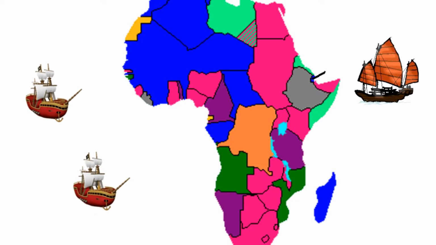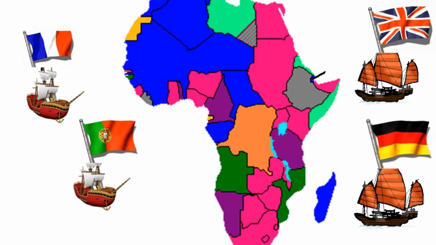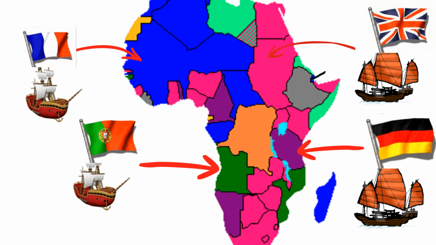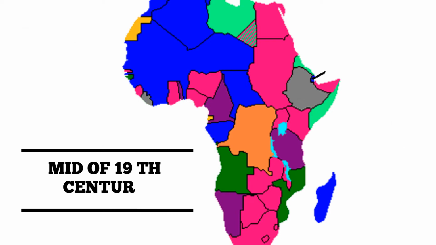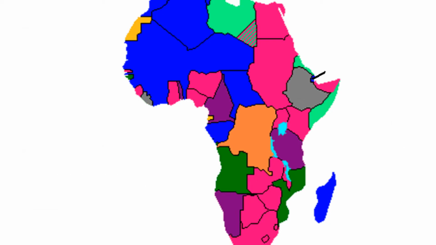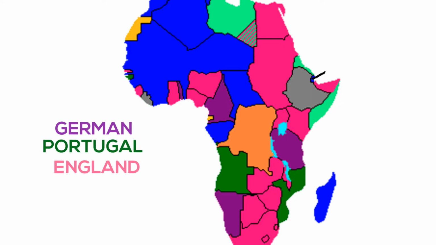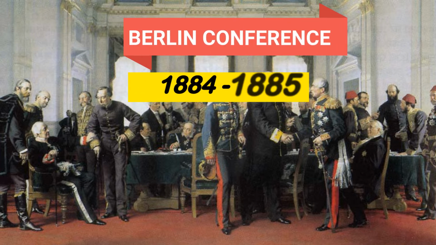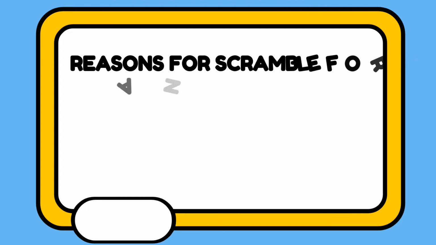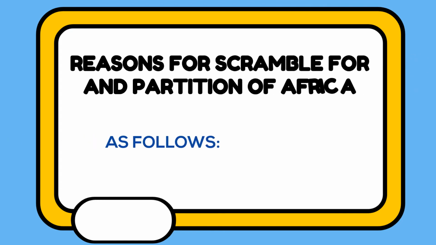The scramble for colonies refers to the sudden rush of the European nations to Africa for the intention of acquiring colonies. It began in the middle of the 19th century. Partition of Africa was a process of dividing the African continent among capitalist powers such as Germany, Portugal, and England. This was done after the Berlin Conference from the year 1884 to 1885.